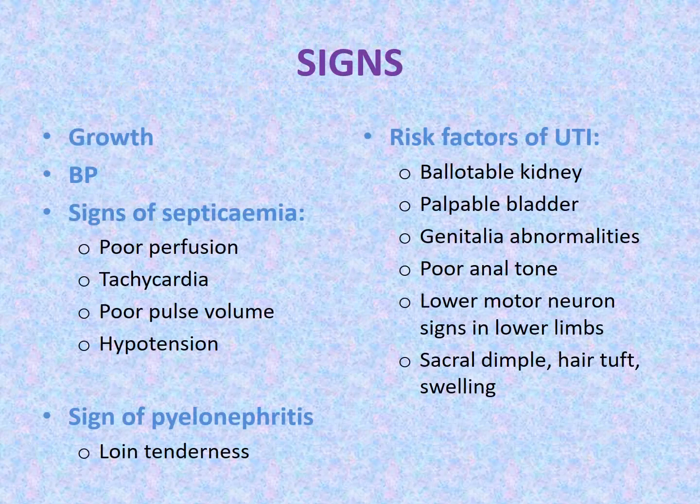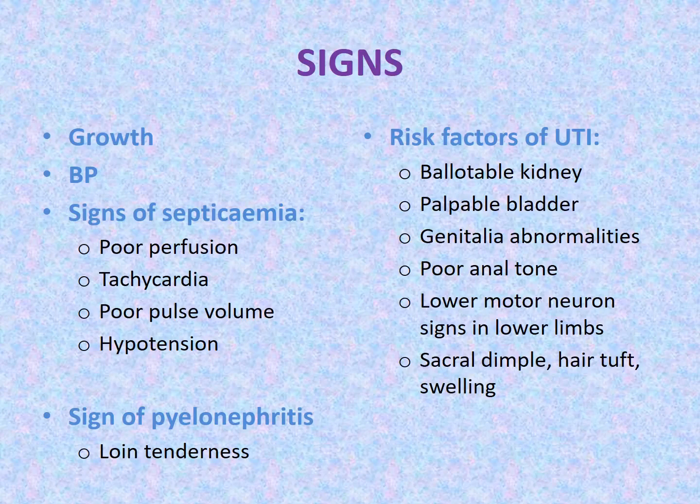When examining a child who is suspected to have urinary tract infection, there are several signs that we need to look for. Firstly, we need to plot the weight and height on the growth chart, because a child with recurrent urinary tract infection, especially those complicated with renal impairment, may have failure to thrive. The blood pressure can be high in renal impairment. If the child has pyelonephritis complicated with septicemia, he or she may have signs of poor peripheral perfusion such as cold, pale hands with capillary refill time more than 2 seconds, tachycardia, poor pulse volume and hypotension. Presence of loin tenderness suggests that the child has pyelonephritis.